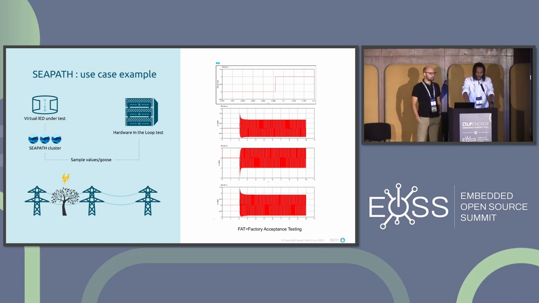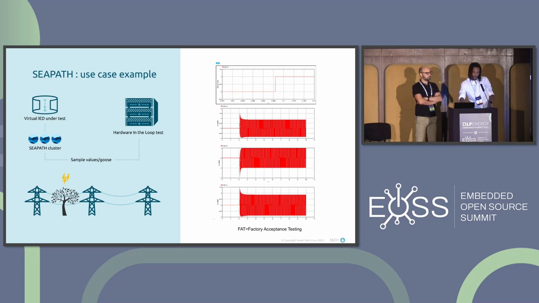So what we call a virtual IED; basically, an IED is an intelligent electronic device. It's the device that we used to have in the substation, and they provided us with a virtualized version of that. We put that on the CPaaS cluster, and we have in our laboratory, which we actually want to open to others that want to make tests, what we call hardware in the loop. So basically, we have a big simulator that can simulate the network.